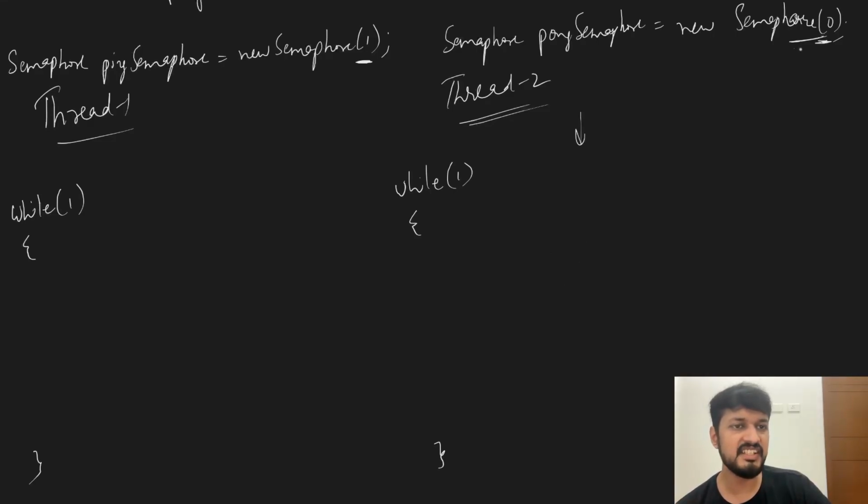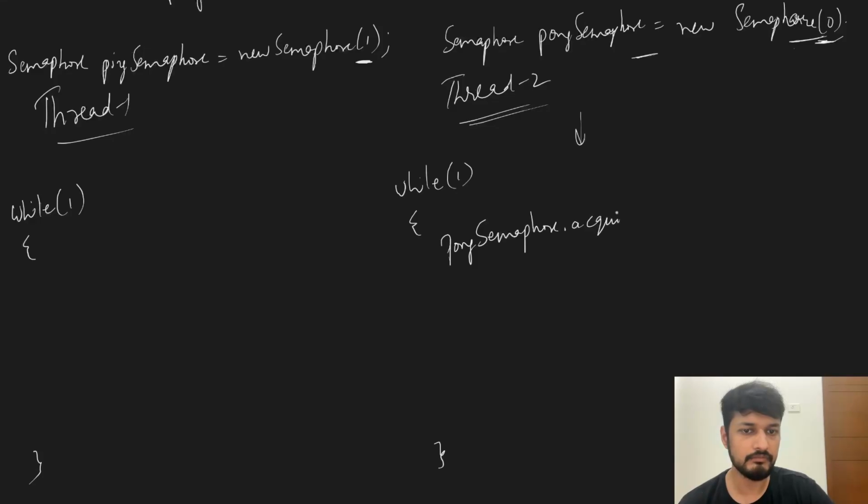We have already seen in our last video, if we have 0 permits for a semaphore and we still go ahead and try to acquire the permit, our thread will be in blocked state, right? So let's go ahead and write Pong semaphore dot acquire.